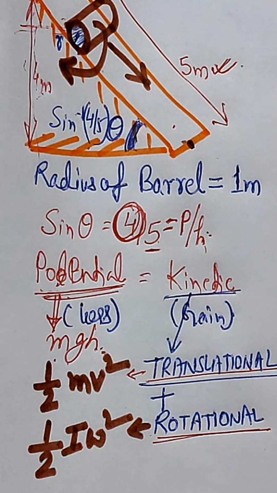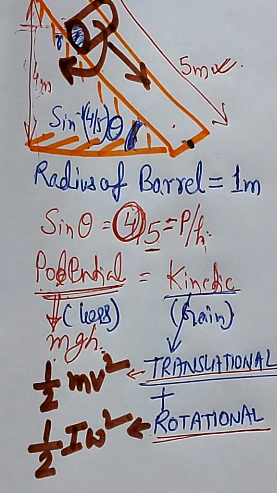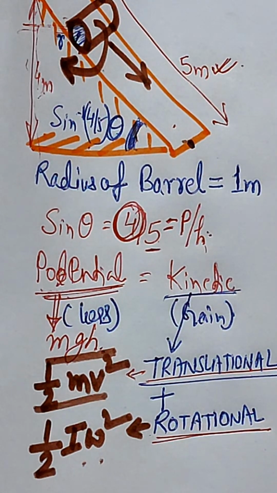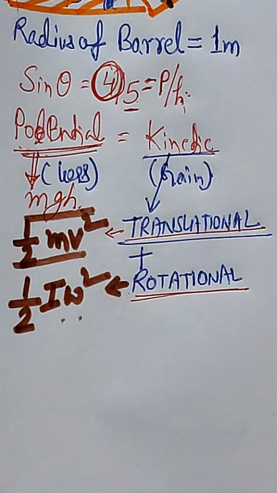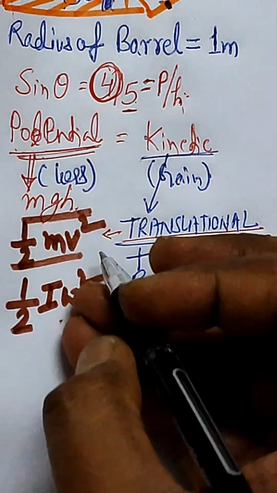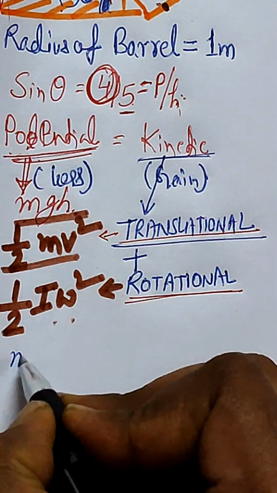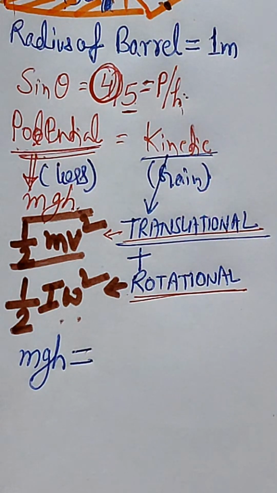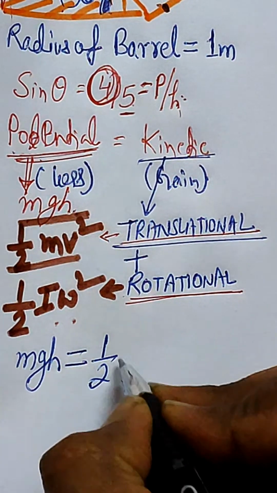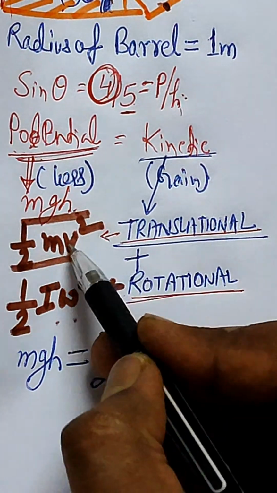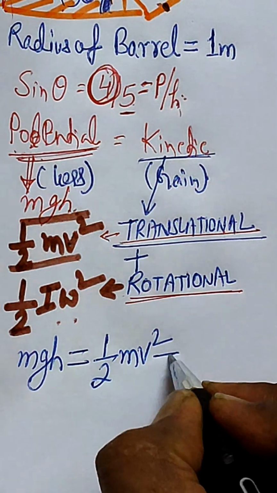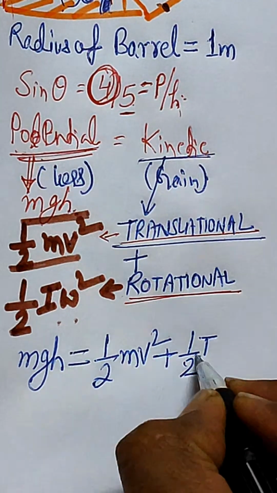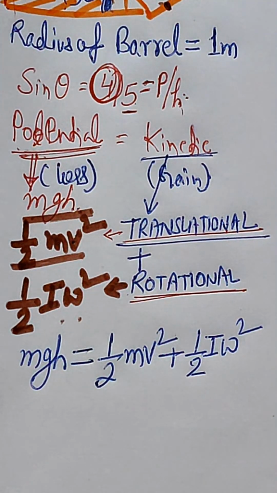Now let us do one thing. Just put up these values and equate it, right? So we can do it. So the potential energy will be equal to mgh, and this is equal to half mv square, that means the translational one, plus half I omega square, right?